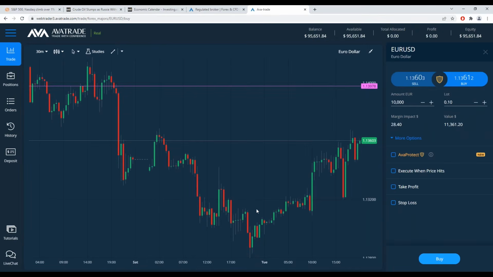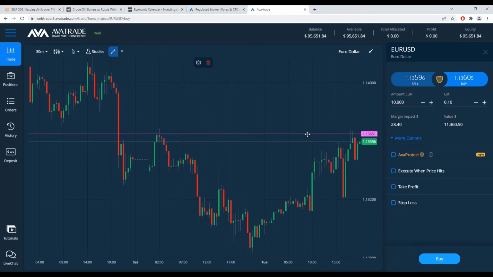If you look here, up, up, up, nothing but up. Every time it tried to go down, it bounced back up. Where it's having trouble going through is at this first resistance level. Remember, the signal was at that first resistance level, and it looks like it about reached it.